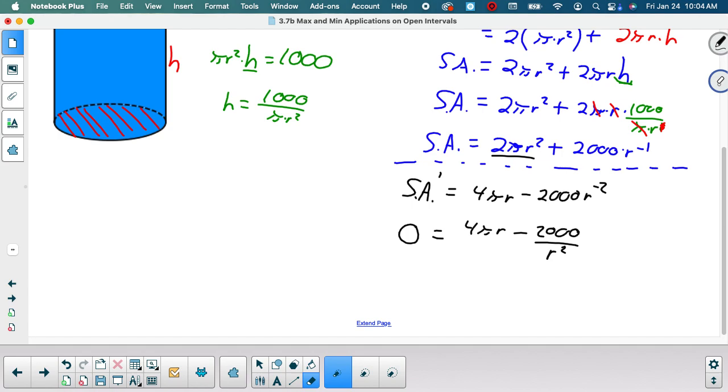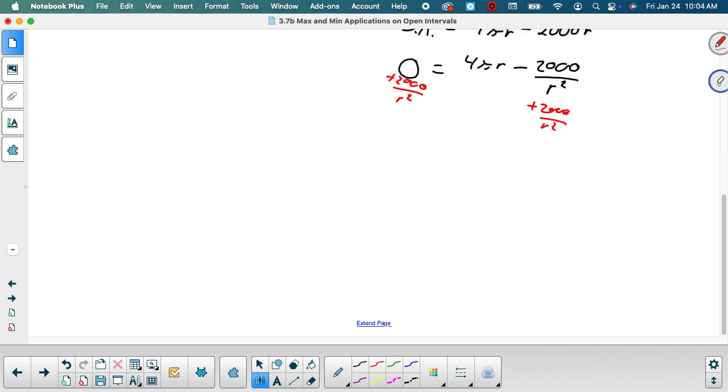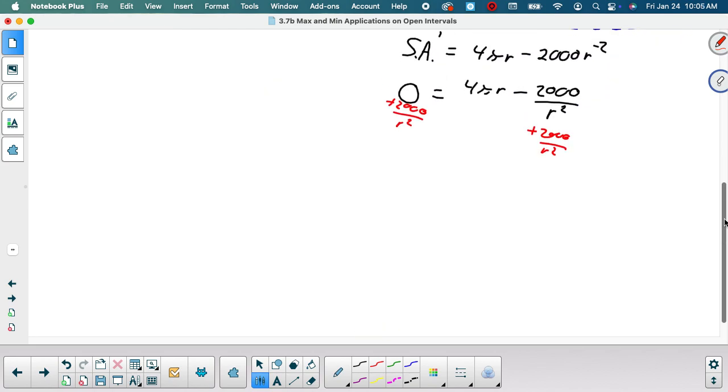The math now is kind of like some of those harder questions the other day. I might not get a common denominator, and worry about my critical points that are non-differentiable, those CPNDs. I might just move this to the other side. So I might add 2,000 over r squared to this side, and add 2,000 over r squared to that side. So what I actually have now is 2,000 over r squared equals 4 pi r. Then maybe I multiply by r squared on both sides, so now these cancel out.